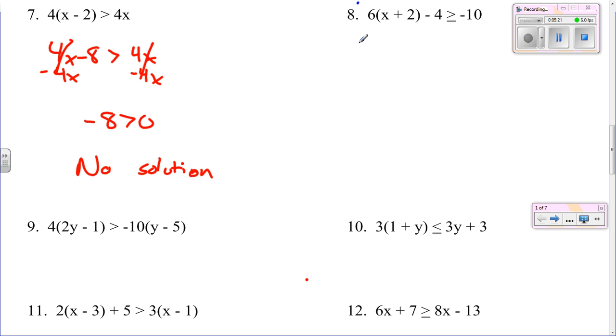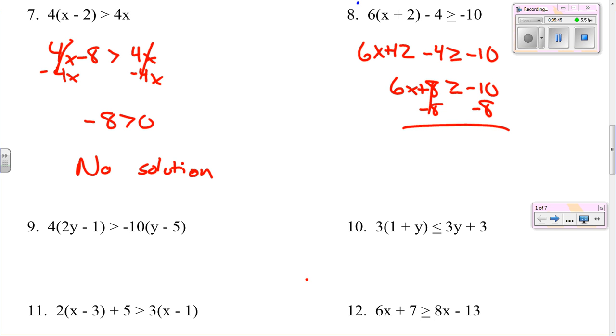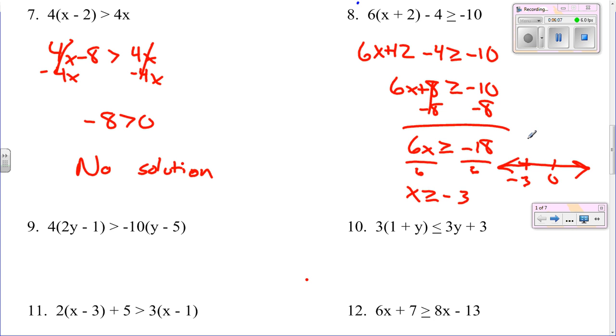Number 8. Distribute the 6. You get 6x plus 12 minus 4 is greater than or equal to negative 10. This is all on the same side, so you can just combine your like terms. 12 minus 4 gives you 8. 6x plus 8 is greater than or equal to negative 10. Subtract the 8. Get 6x is greater than or equal to negative 18. Divide by 6. X is greater than or equal to negative 3. Let's make ourselves a number line. 0, negative 3 is greater than or equal to, so closed circle and shade to the right.